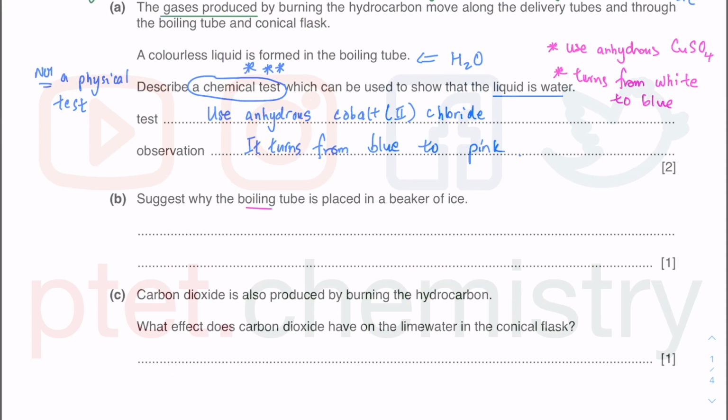Now, suggest why the boiling tube is placed in a beaker of ice. You already know that it's water that you're collecting. So this is to condense. The word there is condensation, to condense H2O gas, or you can say steam, which is the gas produced, into water, which you want to collect, which they tell you that the liquid is water.